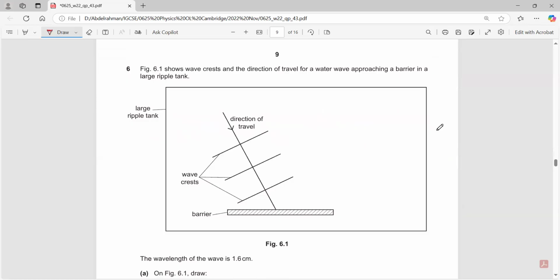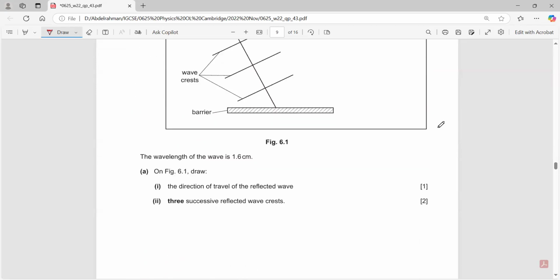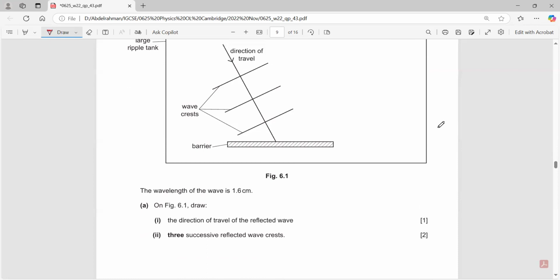Figure 6.1 shows wave crests and the direction of travel for a water wave approaching a barrier in a large tank. The wavelength is 1.6 centimeters. On figure 6.1, draw the direction of the reflected wave. Draw three successive reflected waves. Okay, that's easy. This is reflection; we don't need to refract.